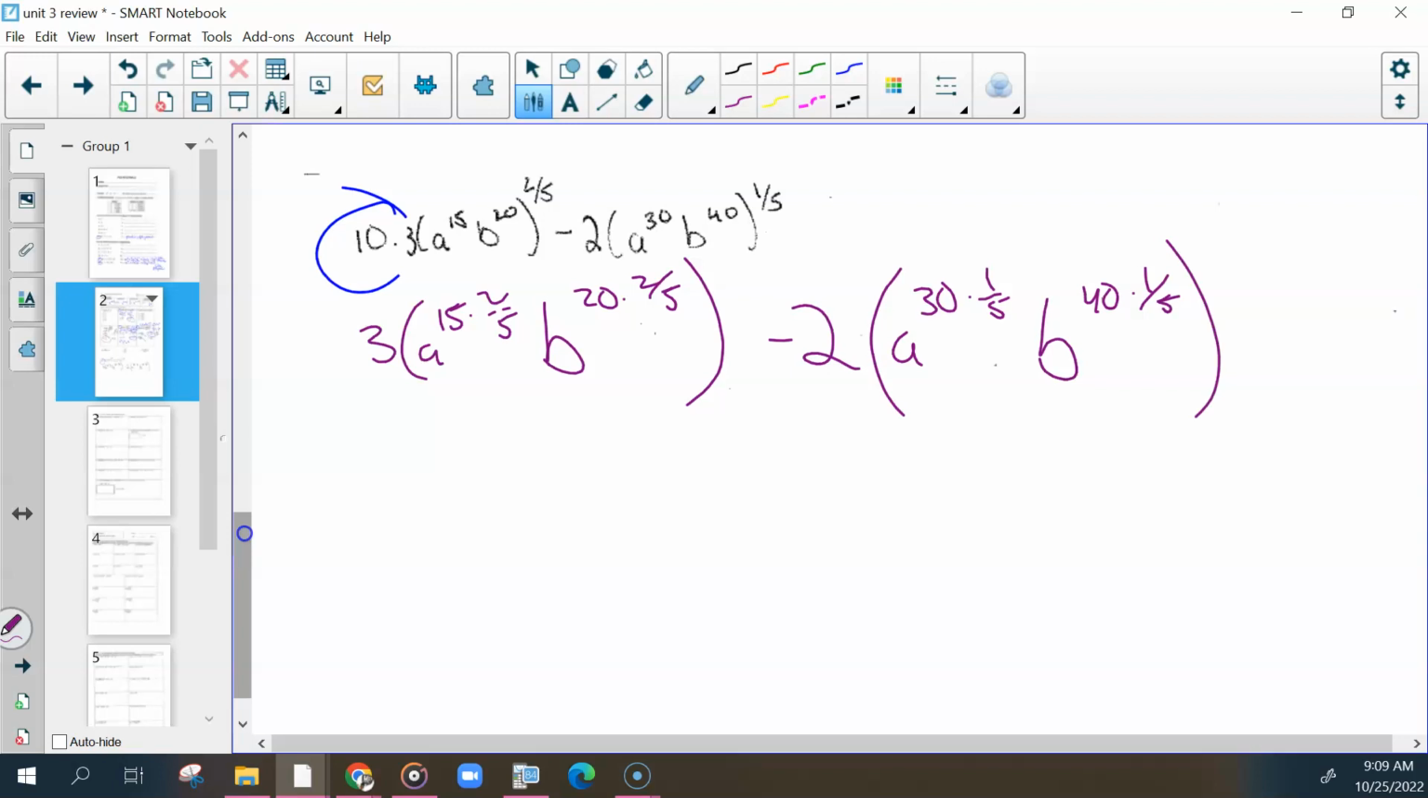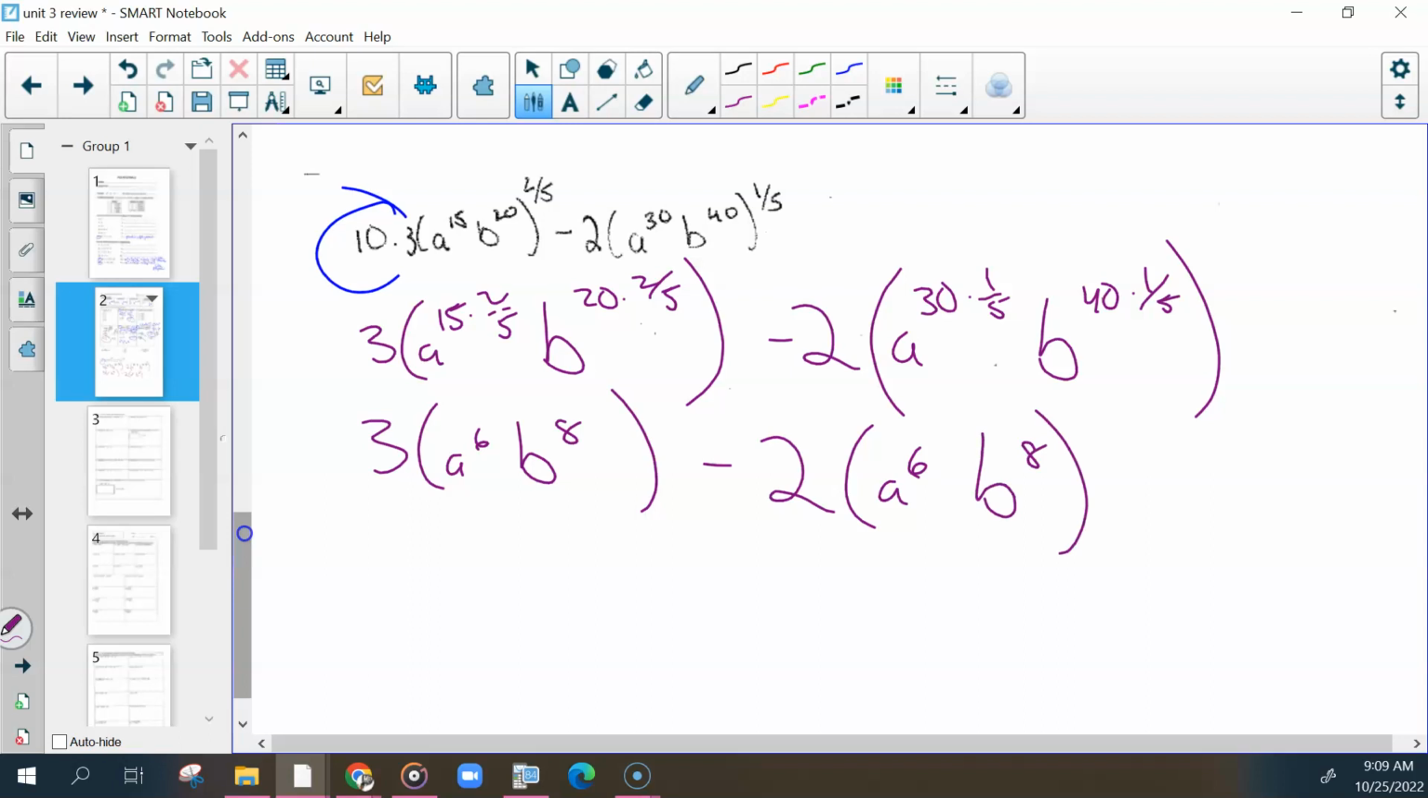What would our new exponents be, Jaden? 6 and 8. For A, 6 and for B, 8. For both? Yes. Then after that, you can just drop the parentheses. And then it becomes a combining like terms problem. But remember, you can only do this if your variables have the same exponents and you have the same variables. If you end up with like A to the 10 and A to the 6, then you would just leave this as is.